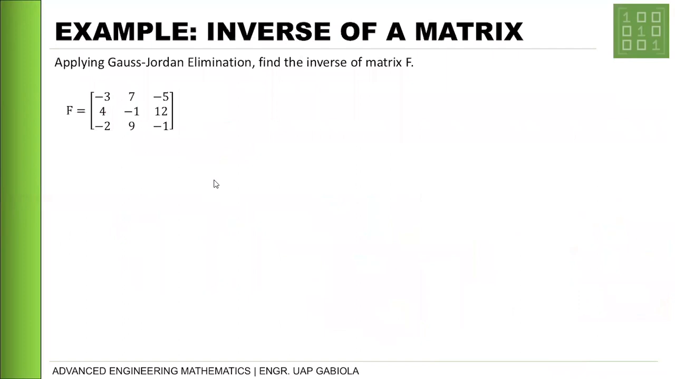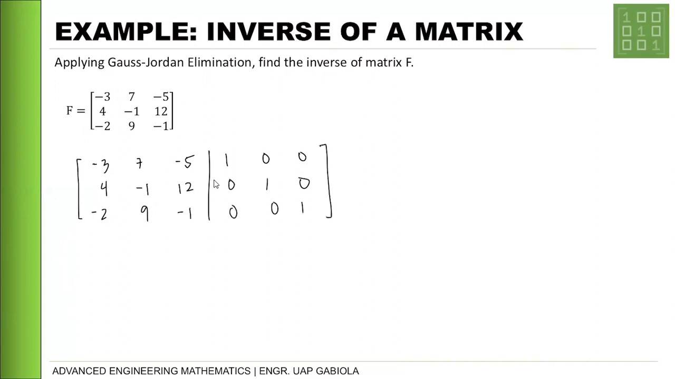Pero ngayon, gawin natin, lalagyan na natin siya sa augmented form na. Okay? So, we have negative 3, 7, negative 5, okay? 4, negative 1, 12, negative 2, 9, saka negative 1. Then, 1, 0, 0, 1, 0, 1, 0, 0, 0, 1. Okay? So, ito yung ating augmented form or yung ating AI. Okay? So, in this case, gawin natin F para hindi kayo malito. Gawin natin siyang F.